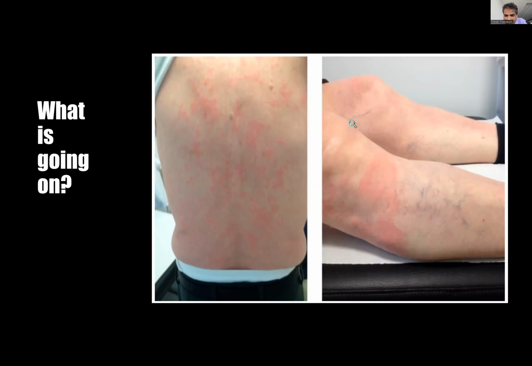What is happening? This is another Caucasian. What are these lesions? Patient also had fever. Patient had joint pain. And when we examined the blood, we found IgM kappa. Any guesses? Any of the students?